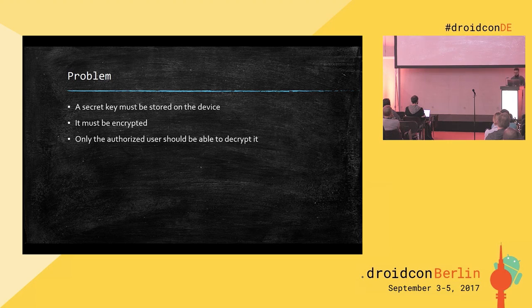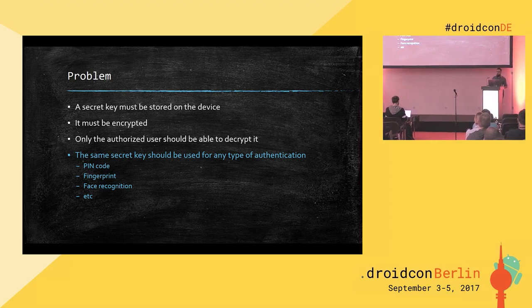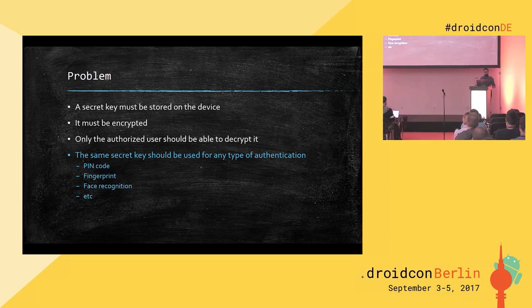Everything is all right so far, but the problem occurs when you want to add a new way of authentication to your mobile application. It could be fingerprint authentication, face recognition, voice recognition, or any other type of biometric or traditional way of authentication. In that case, the same secret key must be used for any type of authentication. Why? Because a different secret key generates a different OTP, and the server-side application cannot recognize you and cannot authenticate you. So your authentication will fail.